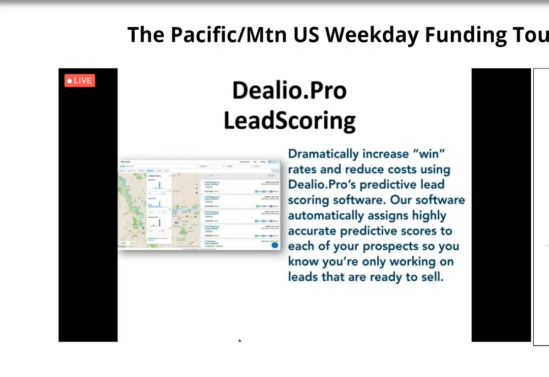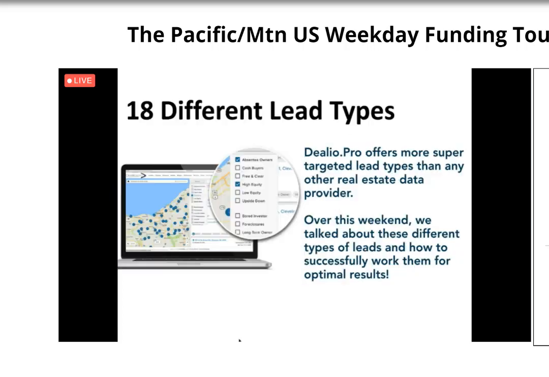You could also use what they call Delio.pro lead scoring, okay? So dramatically increase my win percentage and rates and reduce costs using Delio.pro's predictive lead scoring software. This is where that artificial AI score comes in. So it's going to give you 3 separate scores. Now you've never seen that before, and I'll show it to you briefly here, an AI score, okay?